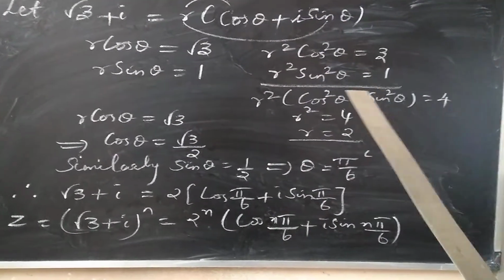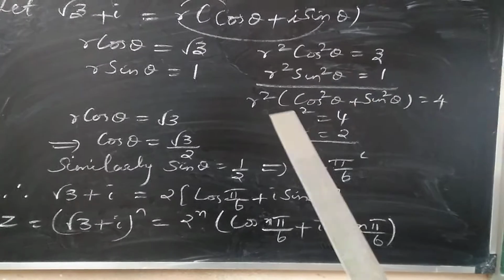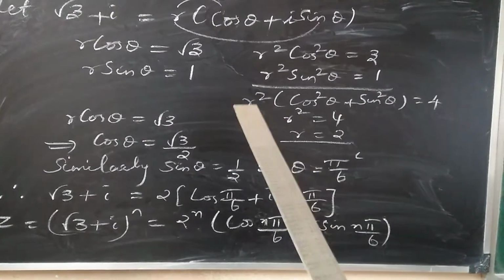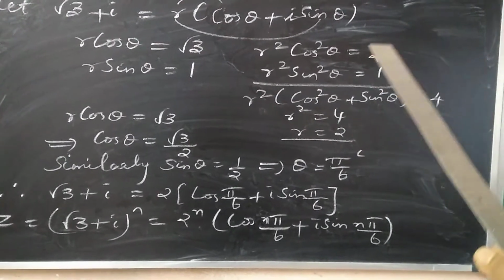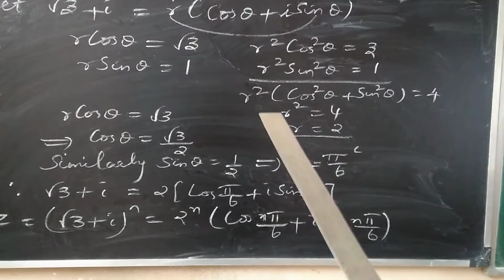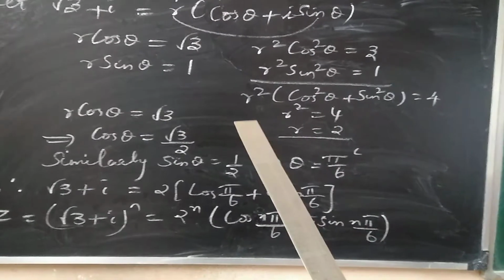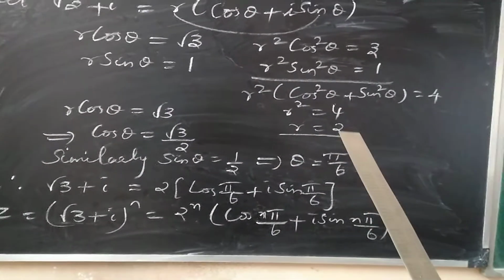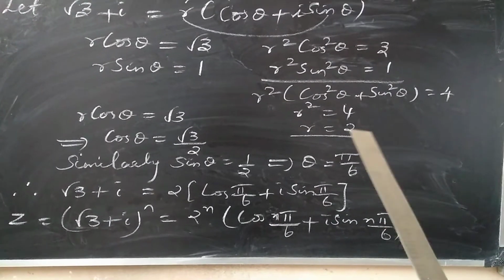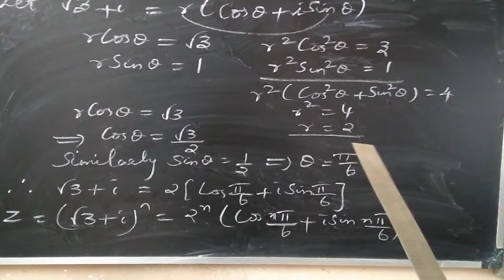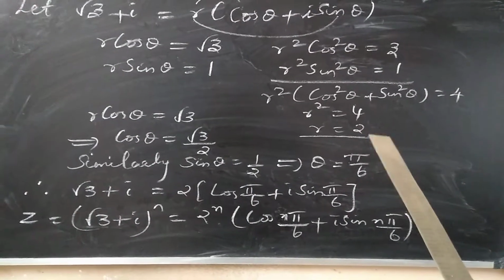Now these two equations are added. r squared cos squared theta plus r squared sin squared theta can be written as r squared common into (cos squared theta plus sin squared theta). The right side is 4. So this bracket becomes 1. So r squared is 4, r is equal to 2. We shouldn't write plus or minus 2, as r is a modulus, which is nothing but the length of a line segment. It has always to be positive.